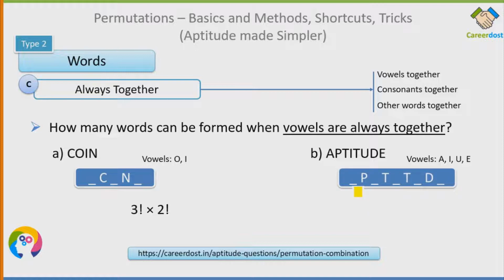So the vowels can be placed here, here, here, here or here. So we have 5 total places. So we can say it can be placed in 5 factorial ways. But the catch here is the T is repeated twice.